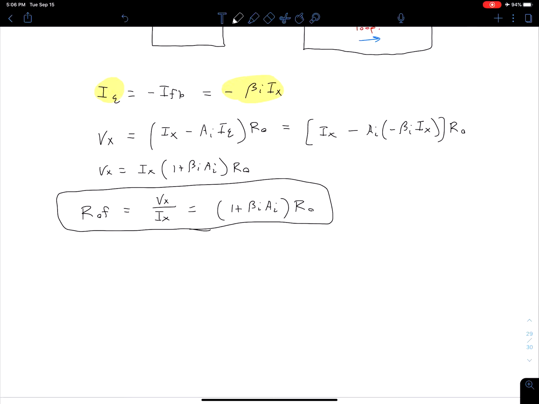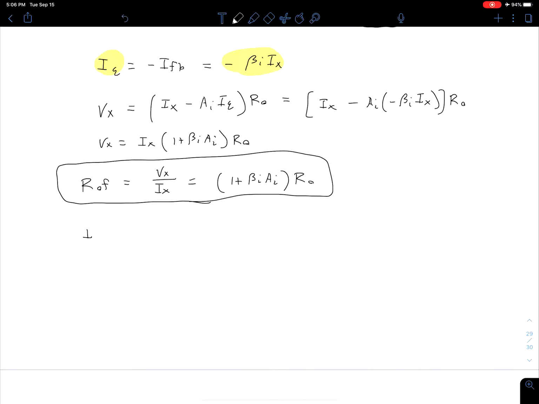So what we can see here is we're actually increasing our output resistance compared to without our feedback. So, increased output resistance. And this is, again, as you might expect, desirable for our current amp.